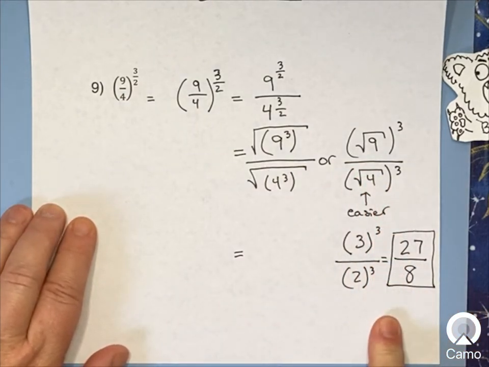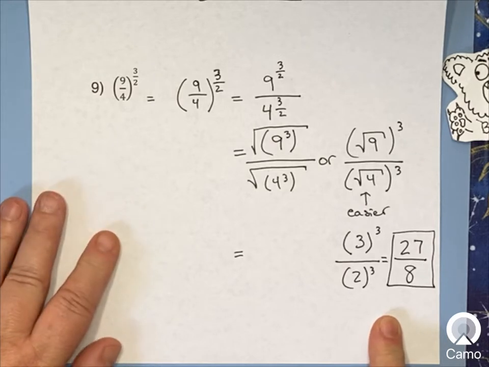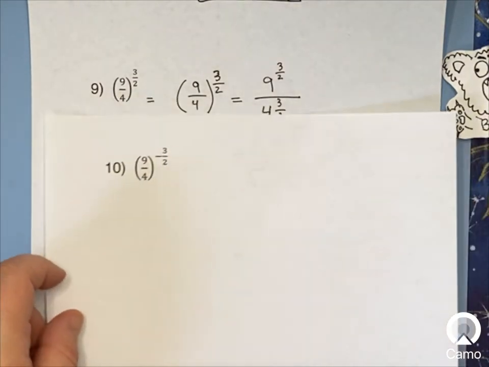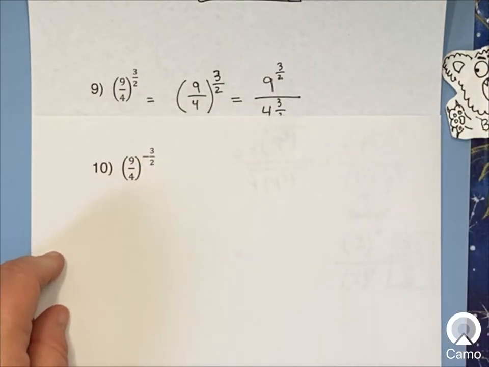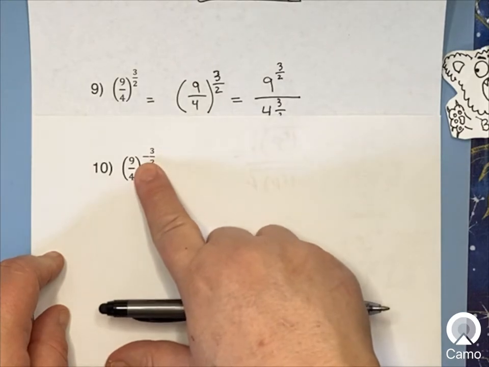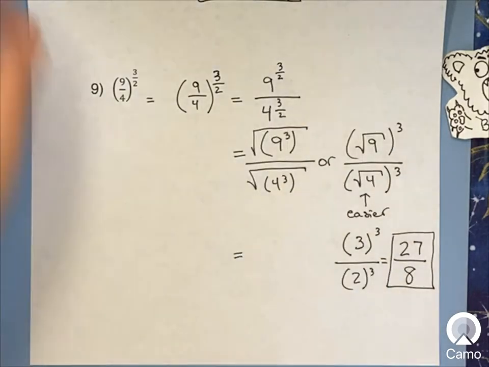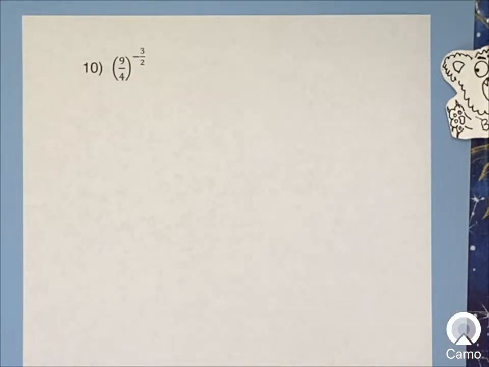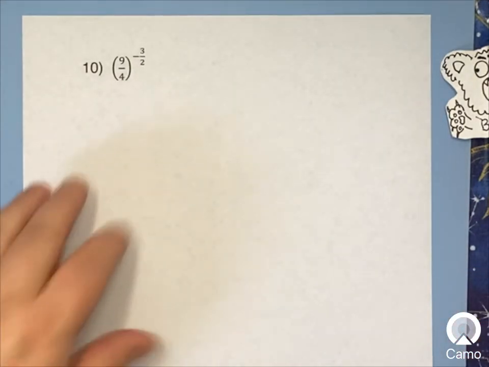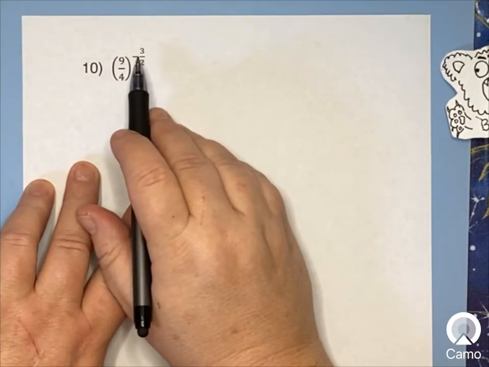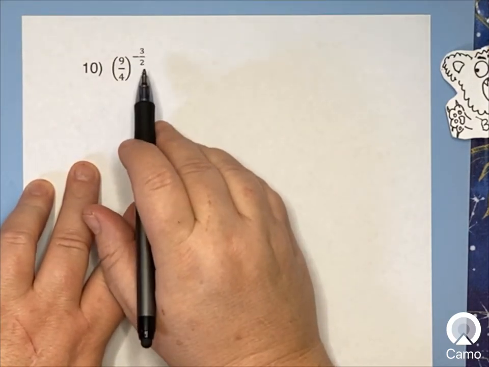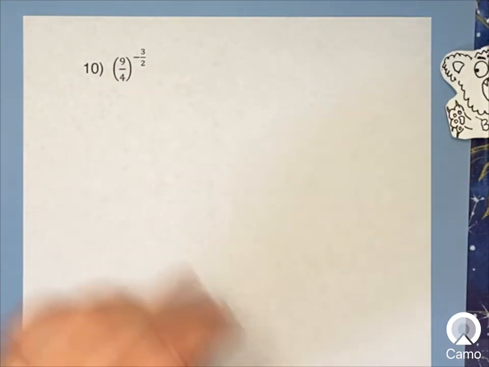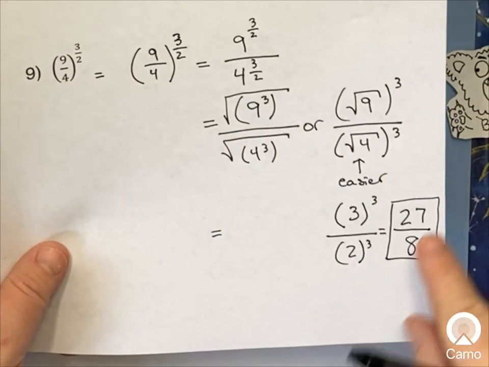Fingers crossed. Okay, are you ready for the last problem? Dun, dun, dun! Now, number 10, all I've done is I've made that exponent negative. I'm going to pretend 9 didn't exist so that we could practice working through this again. If you are clever, you'll look at this and go, wait a minute, negative 3 halves means I just flip everything over. So it means that I just take this answer and turn it upside down.